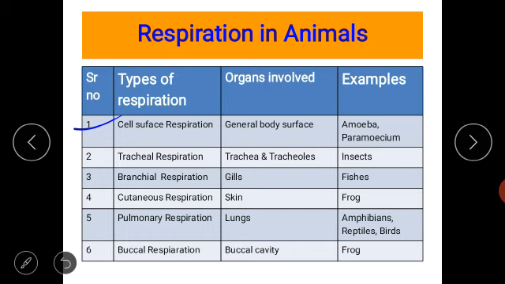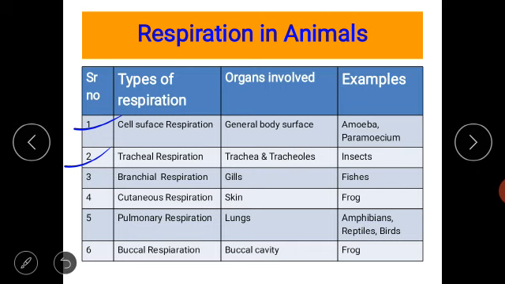Next type of respiration is tracheal respiration. Tracheal respiration means the organs involved will be trachea and tracheoles. Tracheoles are the branches of trachea. And the example is insects.